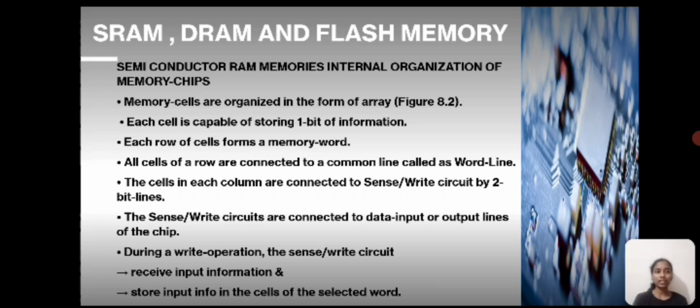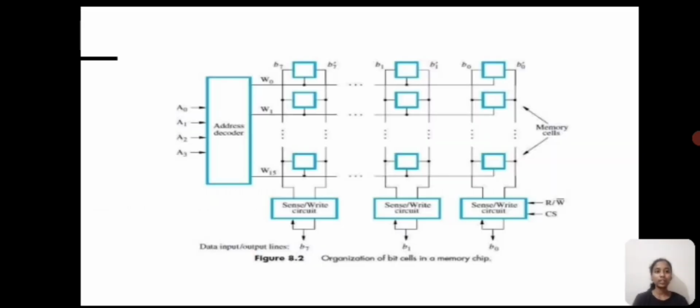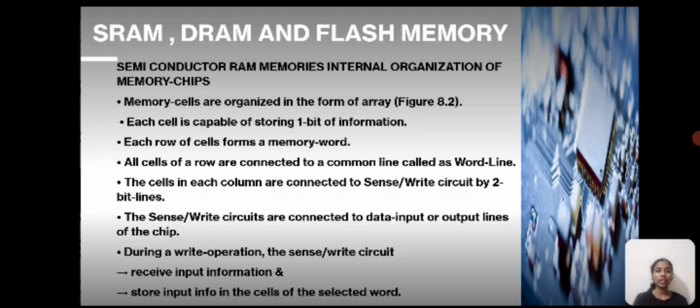Semiconductor RAM memory is the internal organization of memory chips. Memory cells are organized in the form of an array as shown in figure 8.2. This is the figure of organization of bit cells in a memory chip. Each cell is capable of storing one bit of information. Each row of cells forms a memory word.